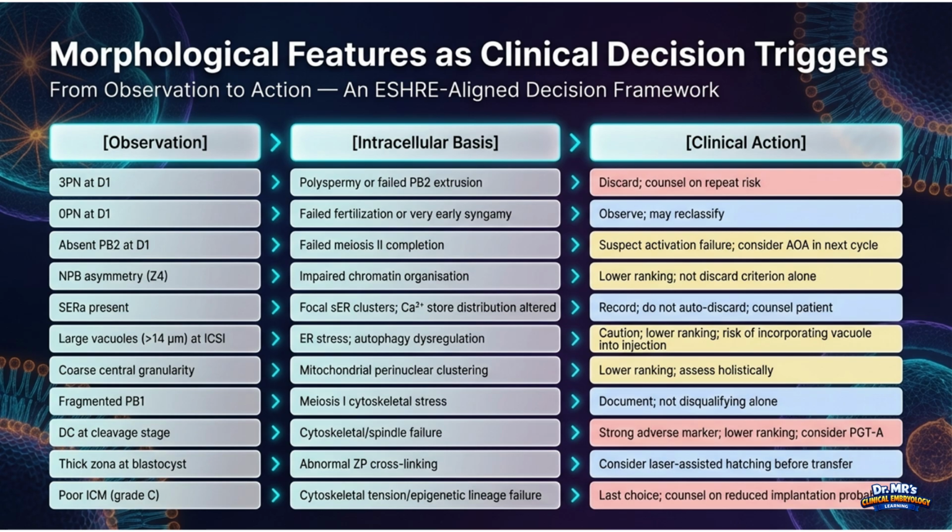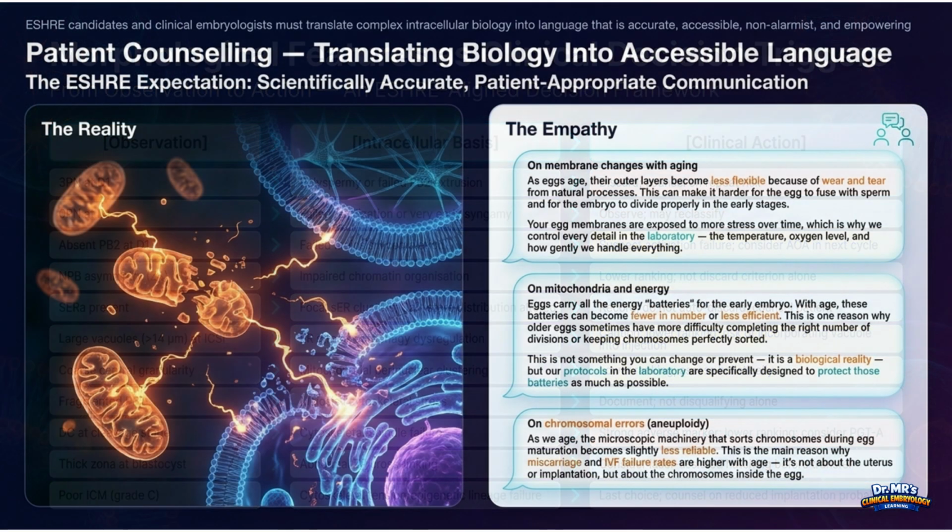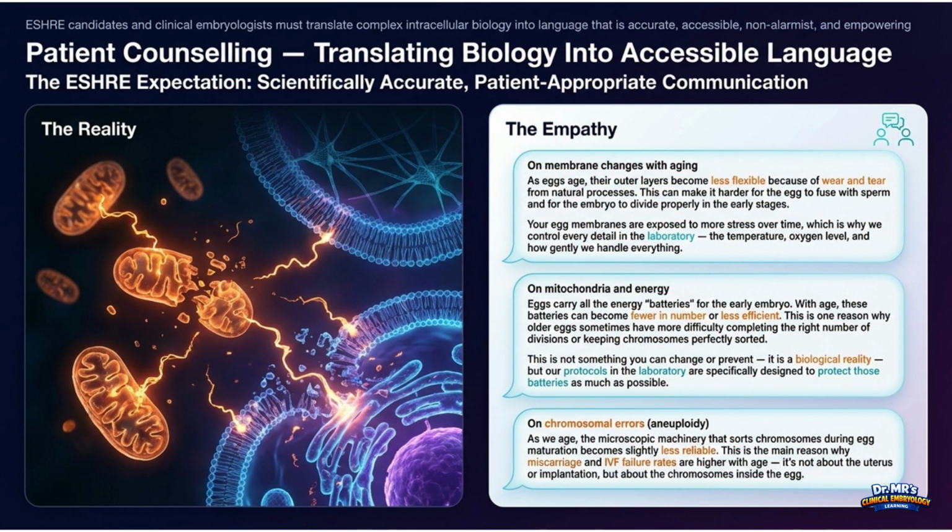Let's pivot to something that requires a completely different but equally vital skill set, patient counseling. All of this brilliant science, the CAMK2 pathways, the lipid peroxidation, means absolutely nothing if you sit down with a patient and panic them with isolating jargon. This is a major testing point for ESHRE. A clinical embryologist must translate complex molecular failures into language that is scientifically accurate, deeply empathetic, accessible, and non-alarmist. Let's workshop some of the exact verbiage.